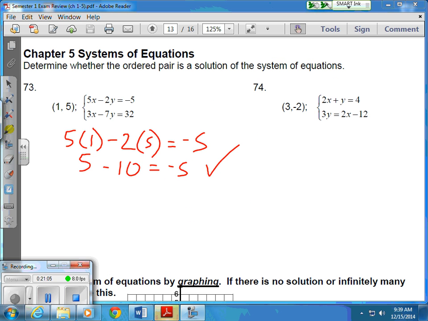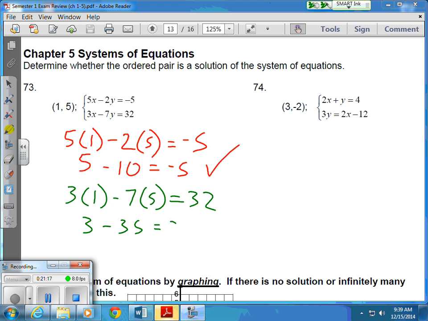The top one worked. Let's try the bottom one. 3 times 1 minus 7 times 5. Is that equal to 32? That's 3 minus 35. Is that equal to 32? No. Any lesser mortal would have thought that that would be true, but not you guys. It's wrong. So, no.